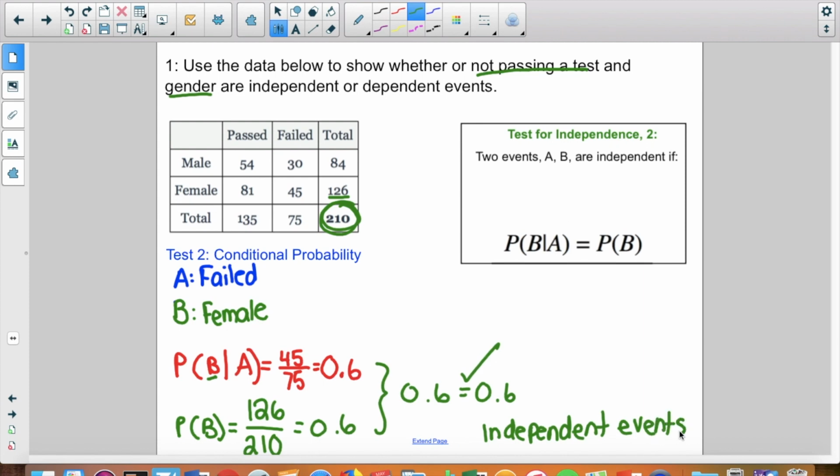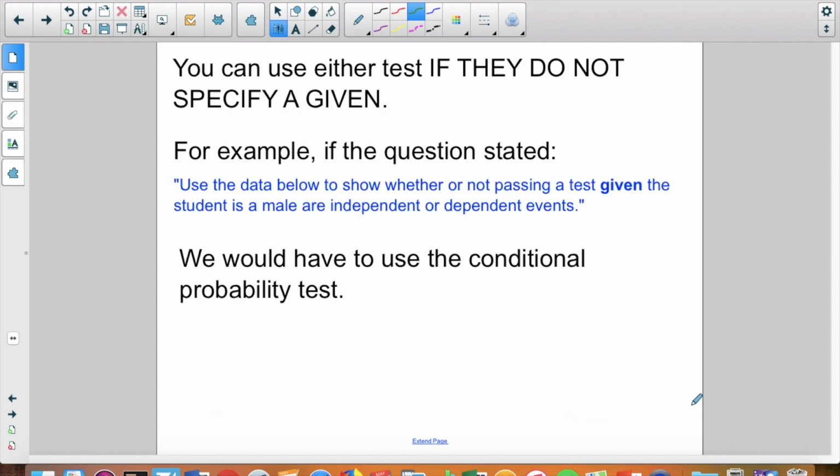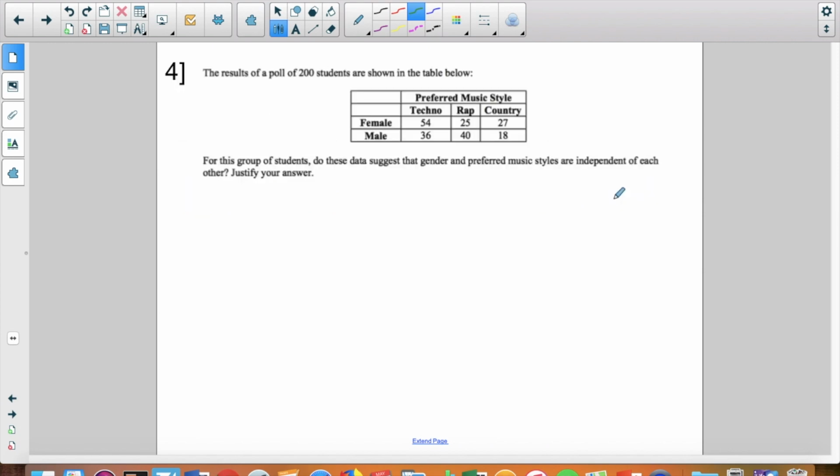Again, you can write an explanation if you'd like, but I'm going to leave it there. So you can use either test if they don't specify a given. If they're not telling you the word given in your problem, like they didn't tell us before, you can use either one. But if they say given, or something like it, you have to use the conditional probability test. So let's do another example.